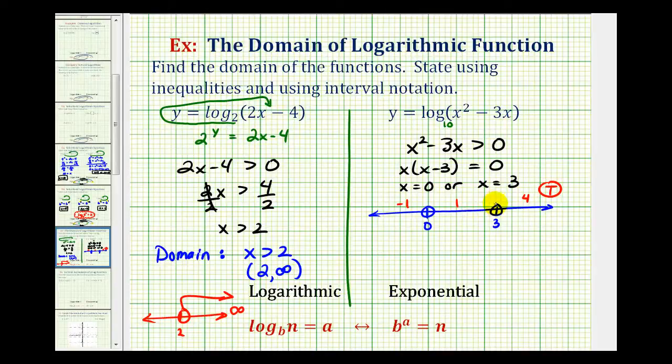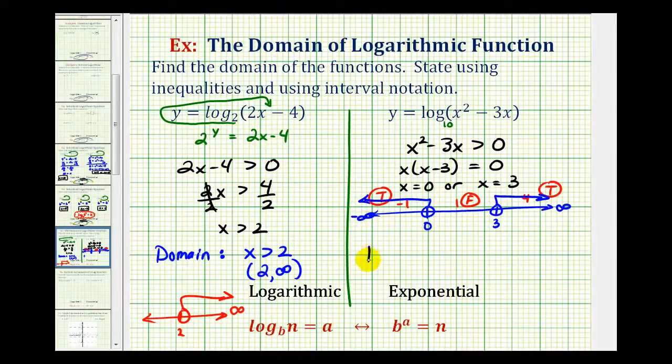Let's go ahead and graph it, approaching positive infinity. When x is 1, we'd have 1 minus 3, that's -2, which is not greater than 0, so this is false. And then when x is -1, we'd have 1 minus 3 times -1, that becomes 1 plus 3, which is 4, which is greater than 0, so this is true. So this interval is also part of the domain, approaching negative infinity.